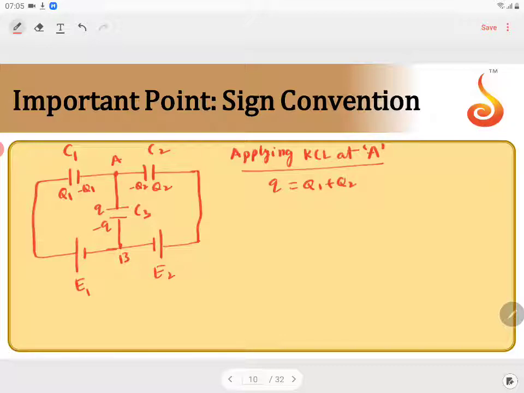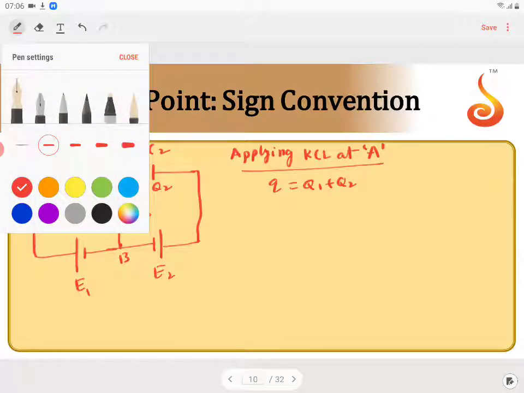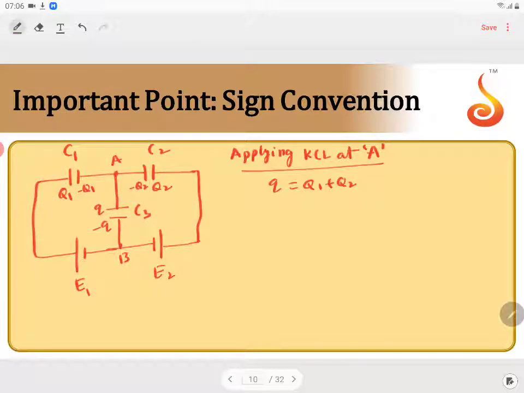Now we apply KVL. This was KCL. So we apply KVL in the first loop. Applying KVL in the first loop means you start at a particular point, calculate all the potential differences, and again come back to the same point. You can go in clockwise sense or anti-clockwise sense. You can start at any point, but you should reach the same point.